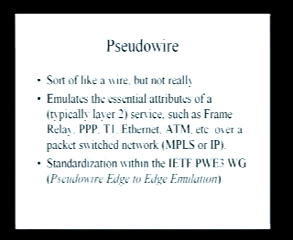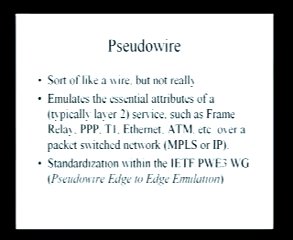So first, a pseudowire. It's kind of a strange name. It's sort of like a wire, but not really. It emulates the essential attributes of a layer 2 service. This is actually in the PWE3 framework document. But basically the idea is to take your frame relay, your PPP, your T1, your Ethernet, what have you, and create an emulated wire over your core network or whatever your packet switched network is. The standardization is actually going on within the IETF PWE3.